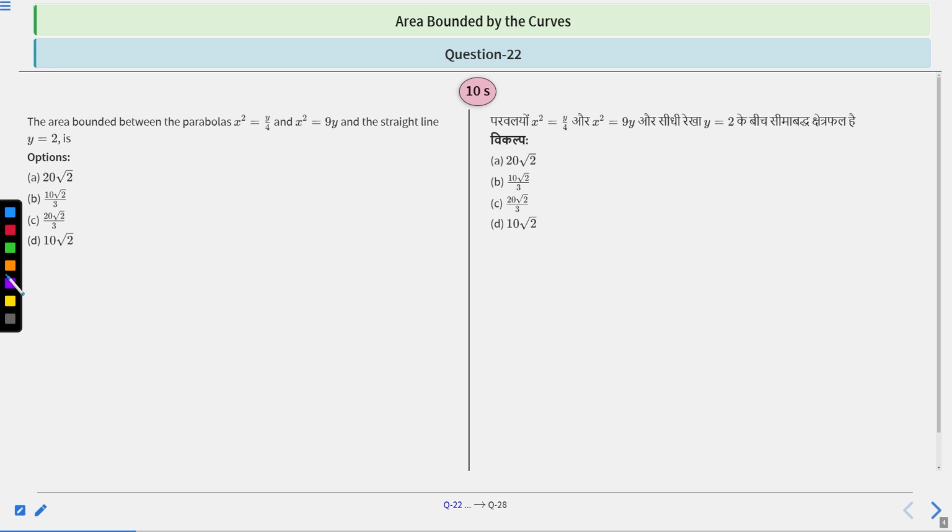And we will draw the line y equal to 2. And actually, we have to basically find the area that comes under these two parabolas and below the line, right? Clear? So in this way, you try to approach this question. You have 10 seconds to solve this question. After 10 seconds, we will discuss the solution.